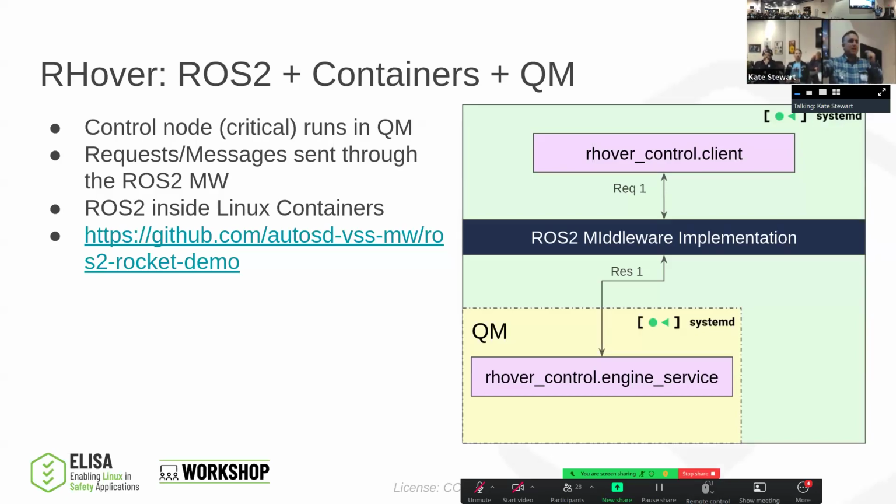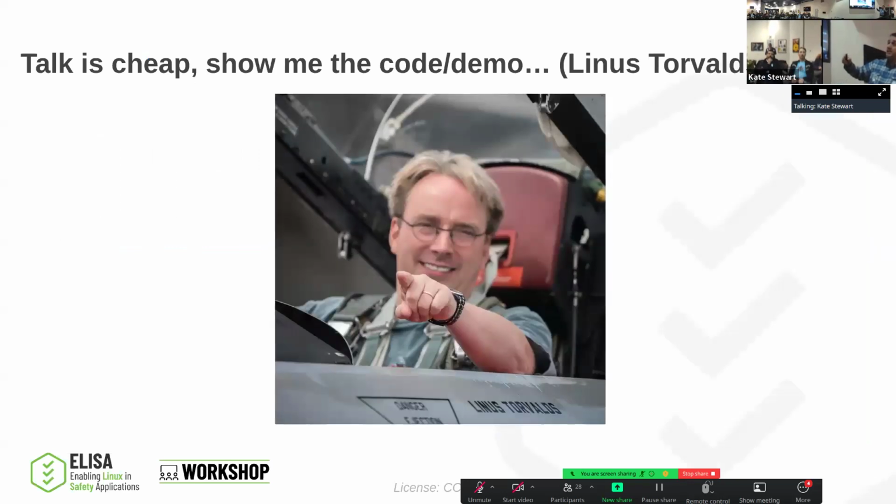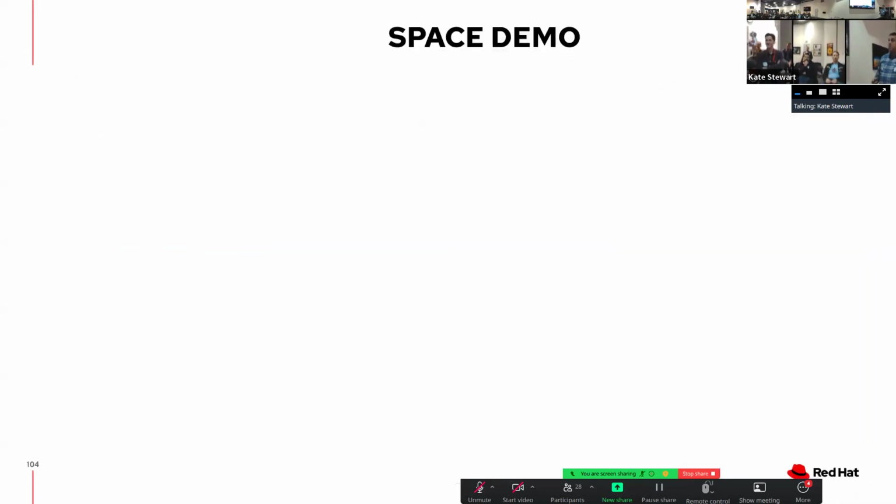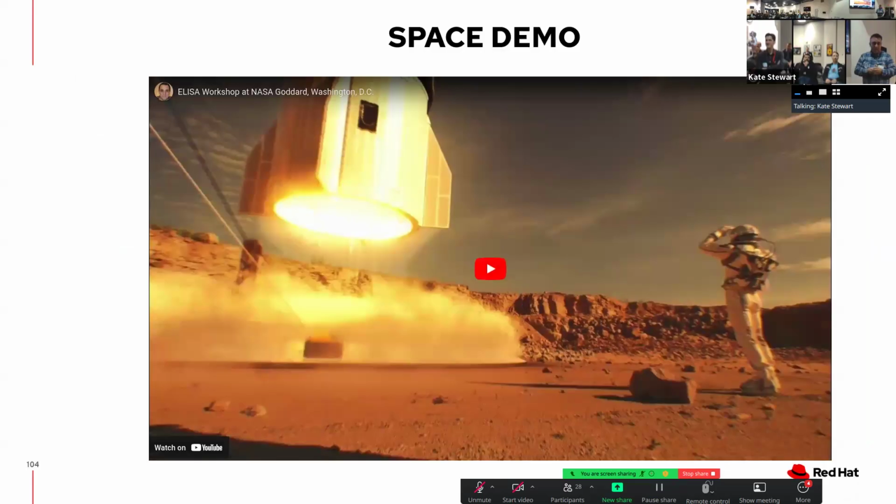Basically, we send a message from the device through the ROS client and ROS engine to ROS, the middleware, and then talk to the sheet, right? Show me the code, or a demo in this case. And this is what it looks like right now.